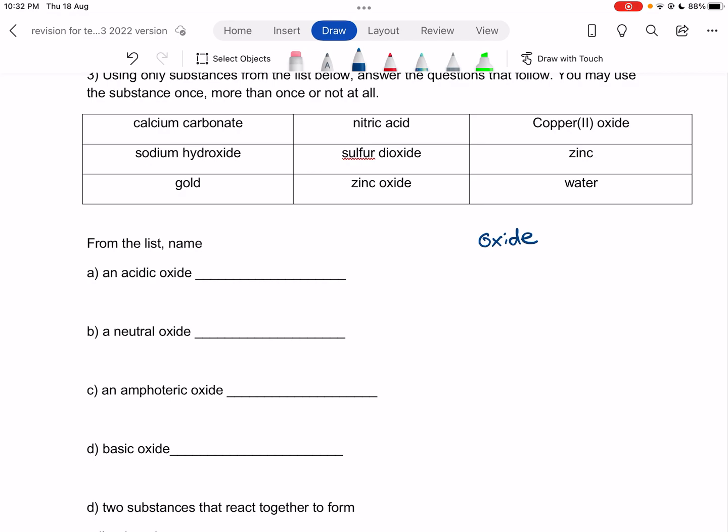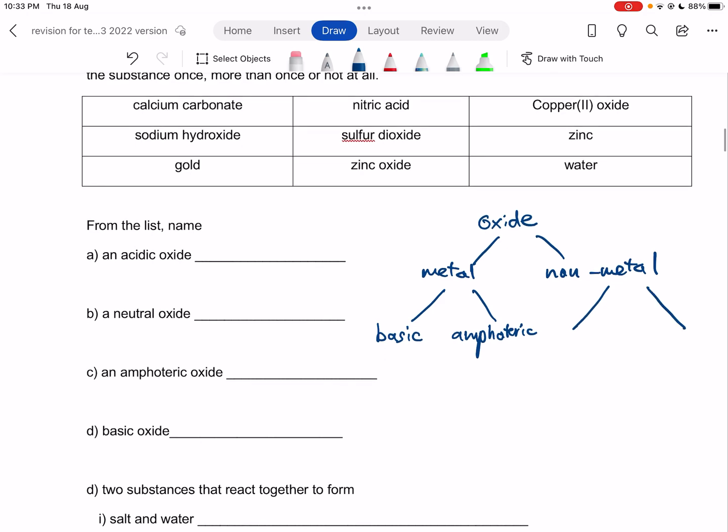Okay, I don't think I'm missing out anything. So for oxides, first thing first, you have to see whether it is metal or non-metal. If it's a metal, there are two types: one is basic, the other one is amphoteric. Under non-metal, you get another two: neutral or acidic.